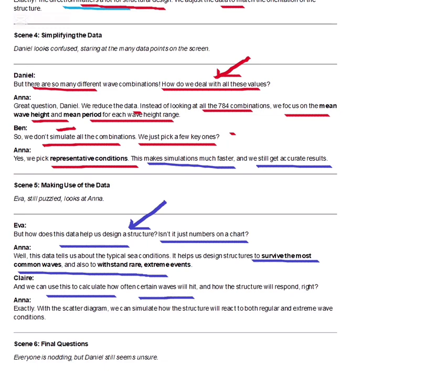We can use this to calculate how often the structure will get certain waves and how the structure will respond. Alright, exactly. With the scatter diagram, we can simulate how the structure will react to both regular and extreme wave conditions.